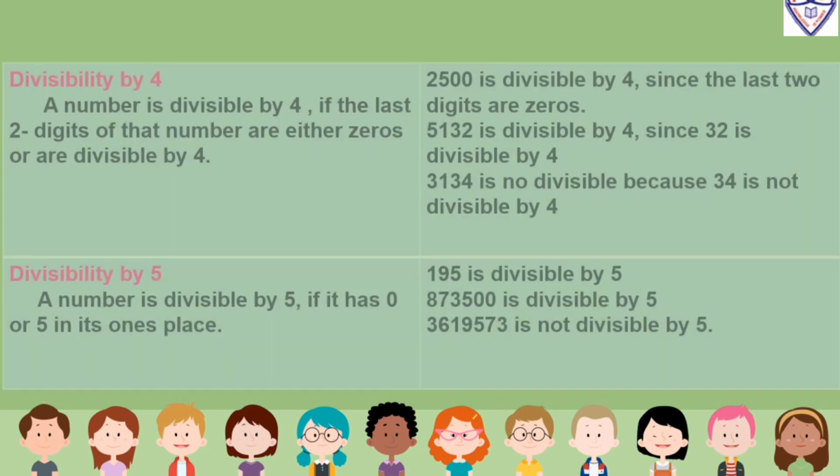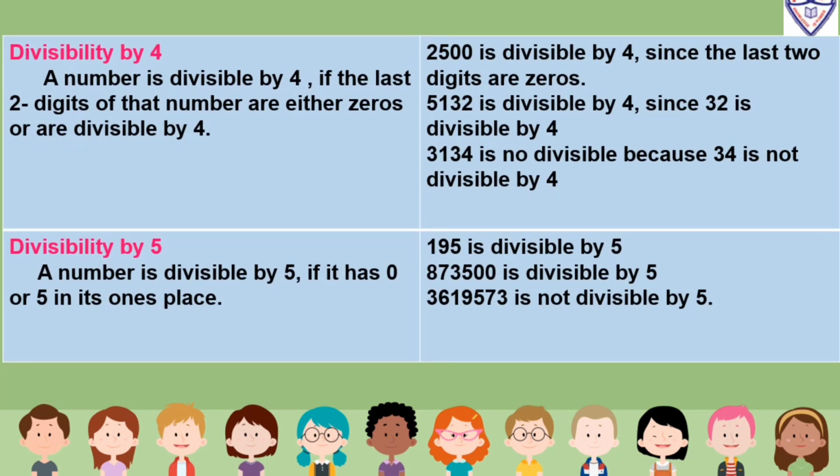Now divisibility by 4. A number is divisible by 4 if the last two digits of that number are either zeros or are divisible by 4. So we have to see whether the last two digits are 0 or are divisible by 4. See, for example, 2500 is divisible by 4 because in the last two digits, 0 is there. So it is divisible by 4.